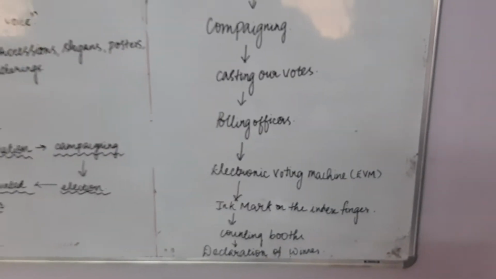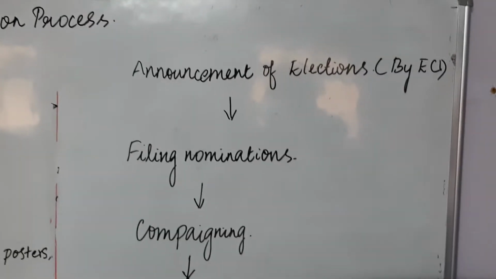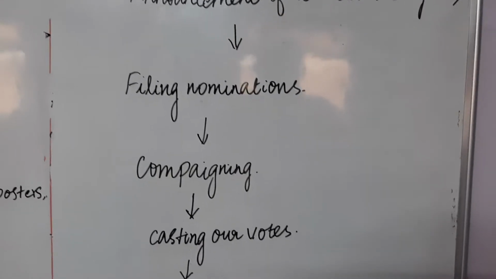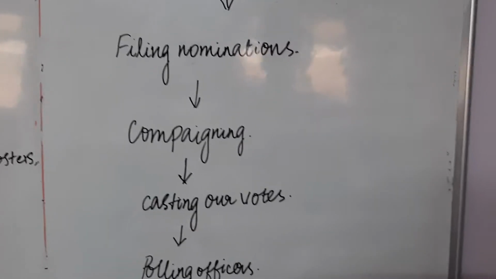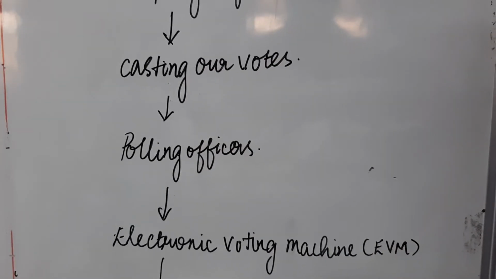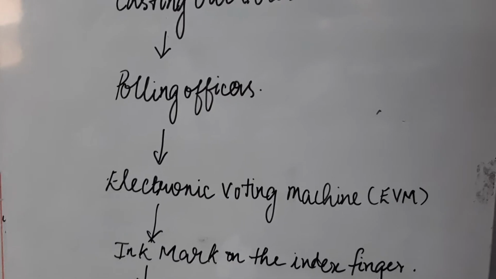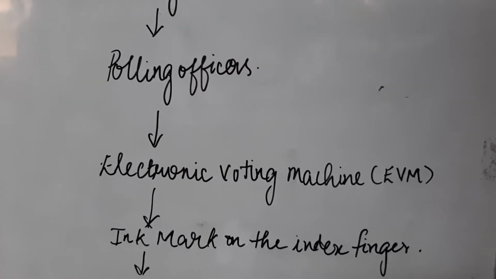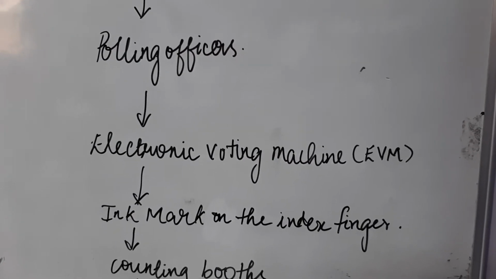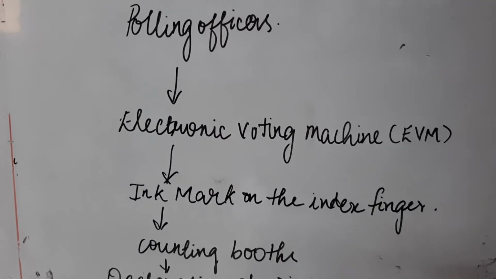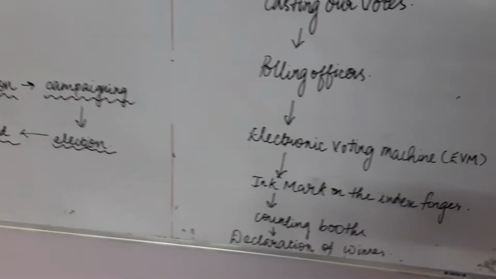So we have a 9-step process. I'll explain it once again. The first is the announcement of elections by the Election Commission of India. Second is filing of nominations. Third is campaigning. Fourth is casting our votes. Fifth is polling officers. Sixth is the electronic voting machine where we can cast our votes. And seventh, the ink mark on the index finger to show that I have cast my vote. And eighth, the votes are taken to the counting booths where the votes are counted. And the ninth is the declaration of the winner who has won the election.